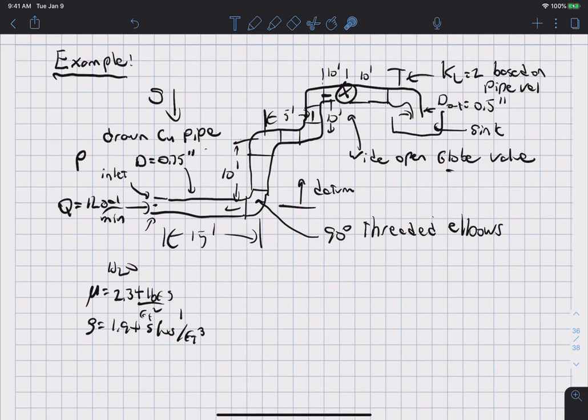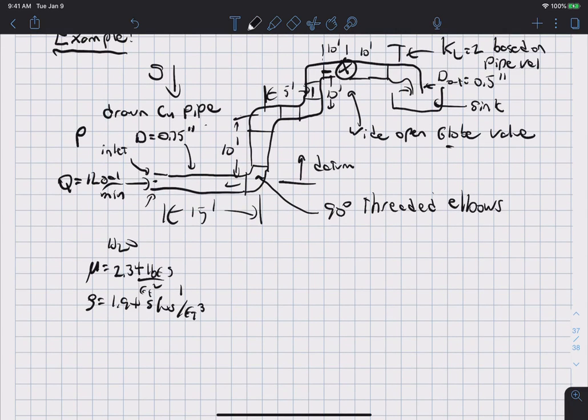Okay, and so we have our geometry. This diagram here is kind of messy, so I'll do sort of a cartoony stick figure of the piping system. So it goes over 15 feet, up 10, over 5, up 10, over 10, globe valve, and then over 10, and then the faucet. So this would be 15 feet, 10 feet, 5 feet, 10 feet, 10 feet, 10 feet, and then the faucet. Okay, and you have Q going in.